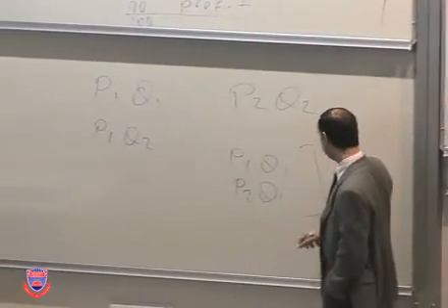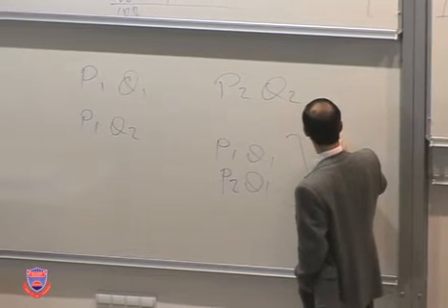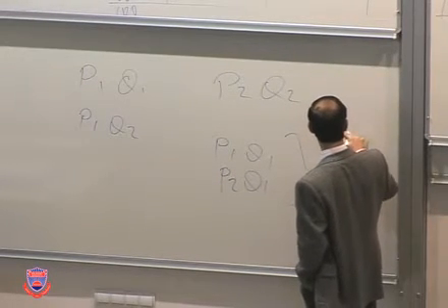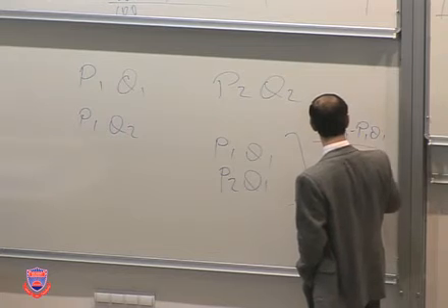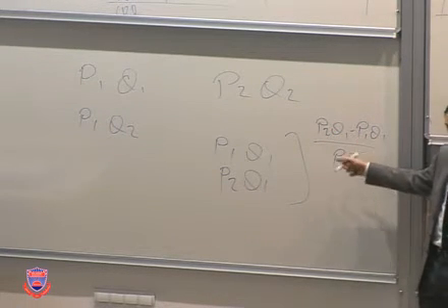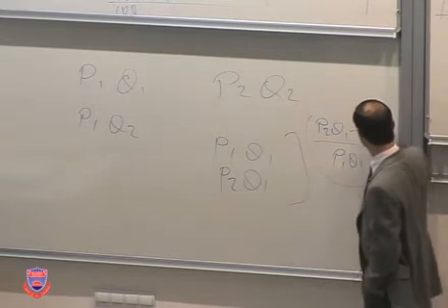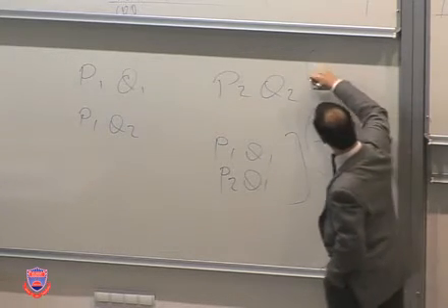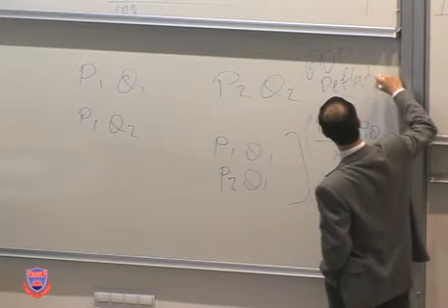This calculation, P2Q1 minus P1Q1 over P1Q1. The percentage increase in the price. Okay? This thing is known as the GDP deflator.